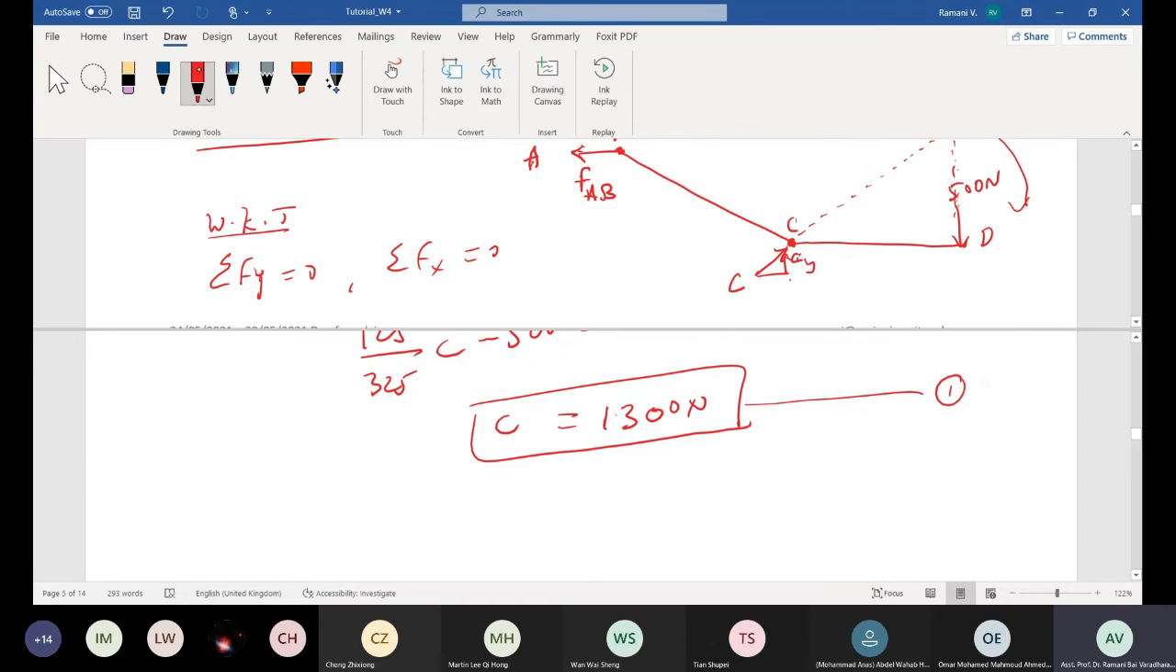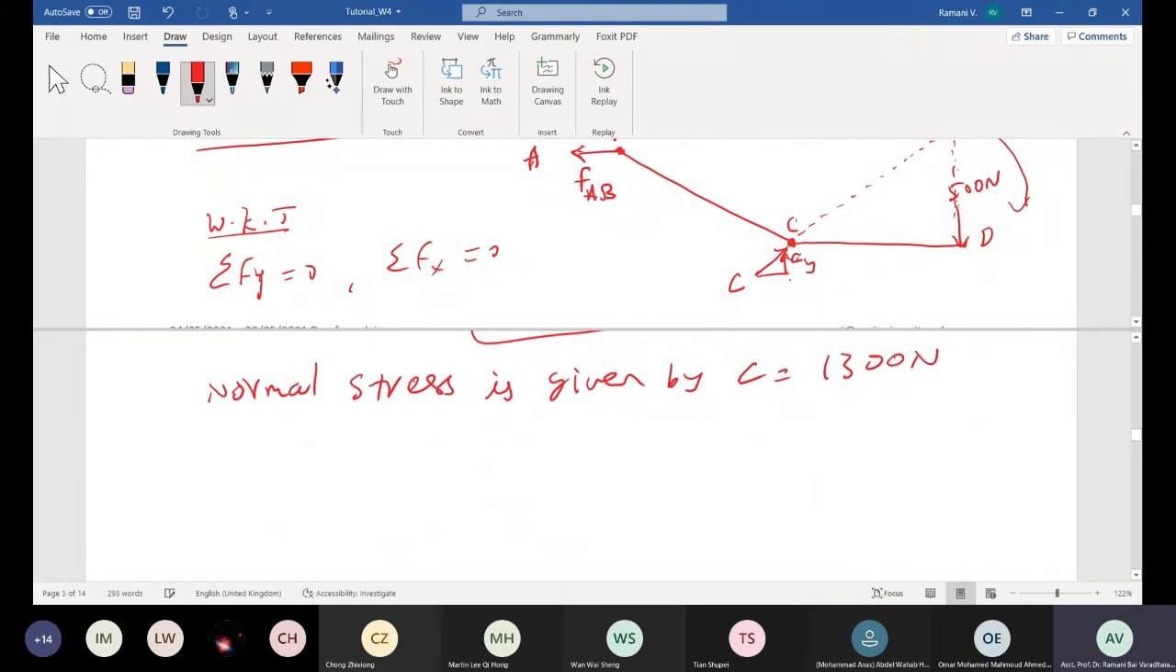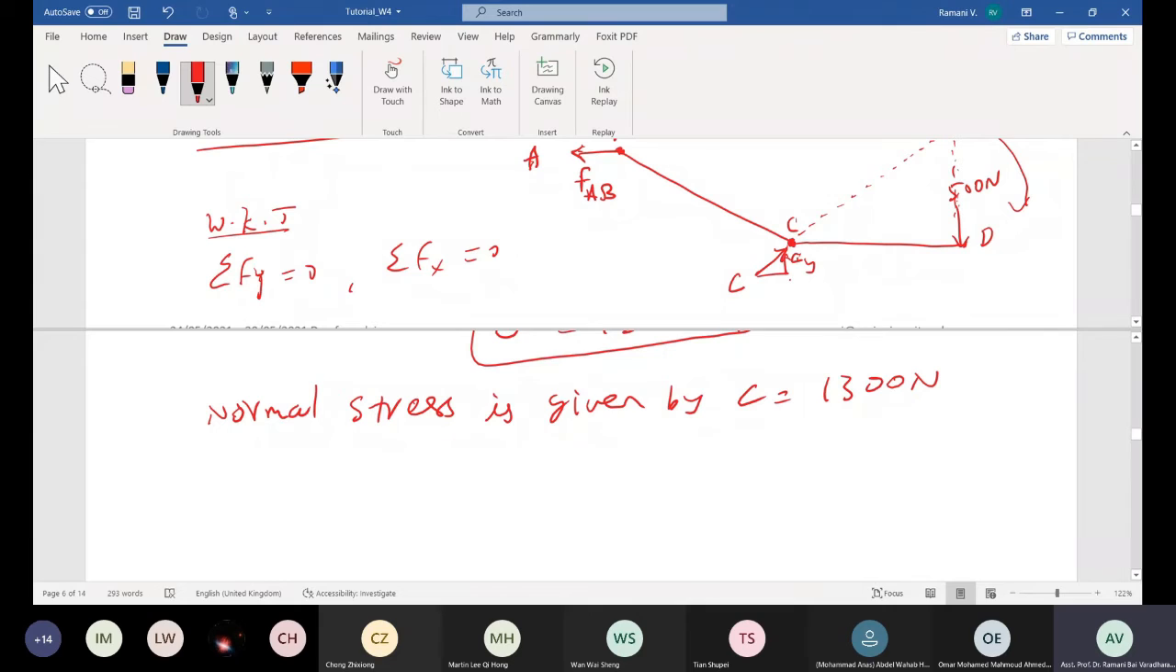This is the stress acting on it. This is a normal stress, because the components are known already, so we can directly substitute the value. Normal stress is given by C is equal to 1300 newtons. Done. We found the stress at this point, the load that is acting at this point.